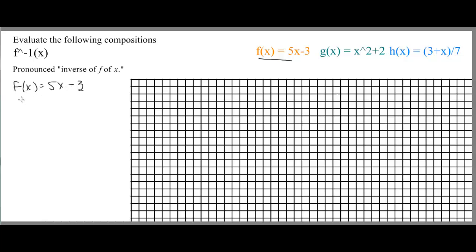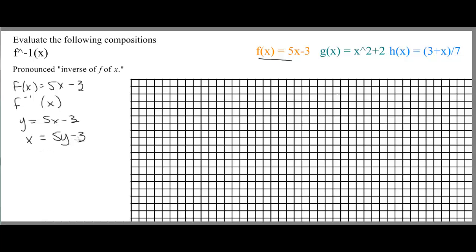So we need to inverse this. Again, we're just going to switch the x's for the y's and the y's for the x's. Let's rewrite it just using y equals 5x minus 3. Now let's switch. So we're going to say x equals 5y minus 3. Well, now we need to solve for y.